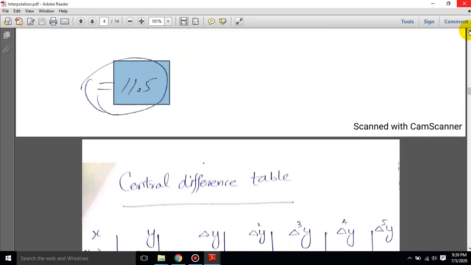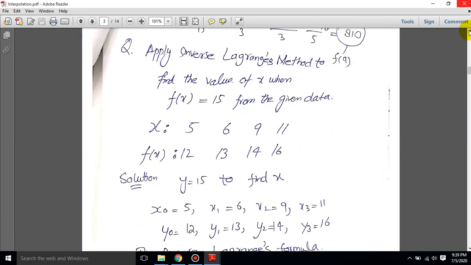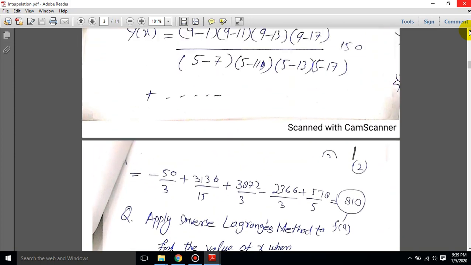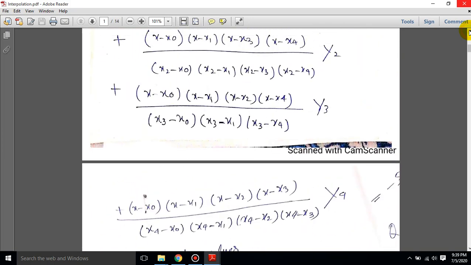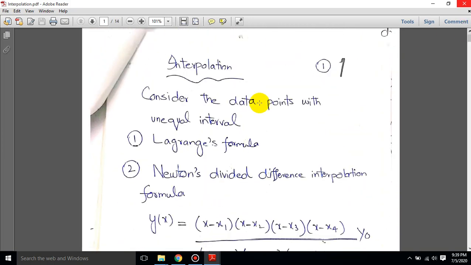In our next lecture I am going to tell you about another technique as far as interpolation is concerned, and that is our second technique, called the Newton divided difference formula.